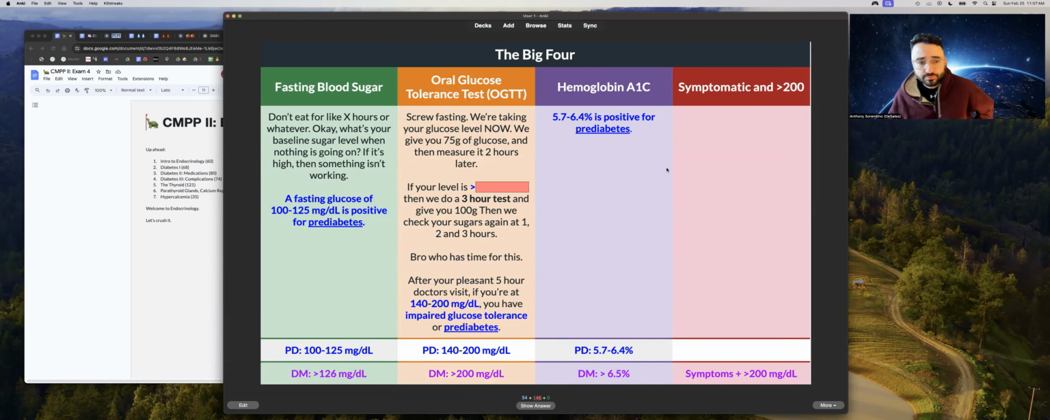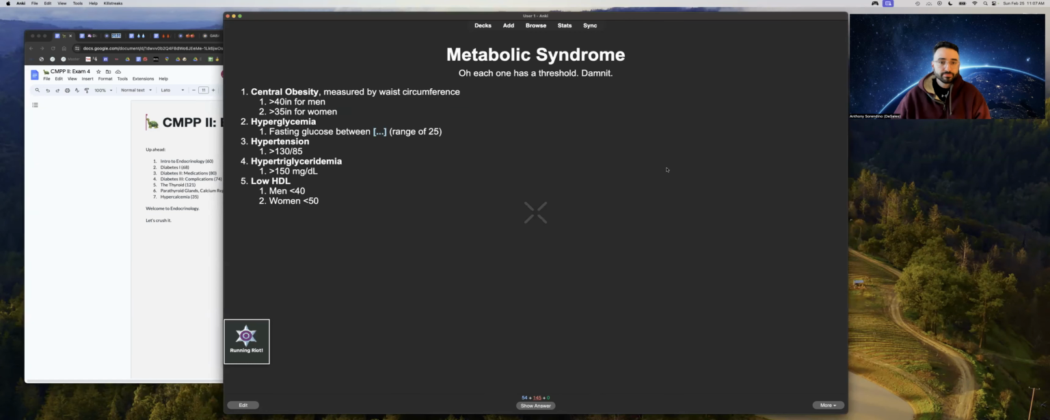The big four, if your level is what, we move on to the 3-hour test. Isn't it over 100? I think it's 140. Yes, I think 100 is for the gestational one. All right, metabolic syndrome. Fasting glucose between blank for hyperglycemia. 100 or 125.